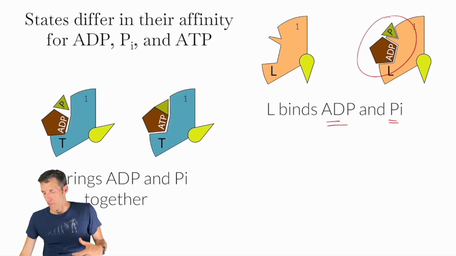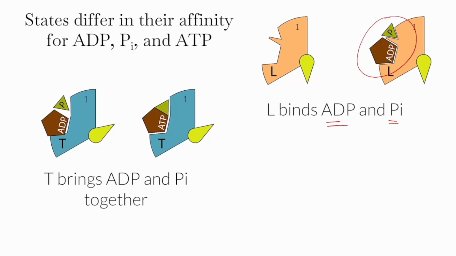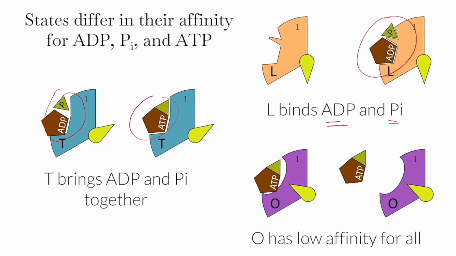The T form brings together the ADP and inorganic phosphate, so those now interact with one another. They're sort of going from being in this pulled apart form to this close together form. Another way to put that is that this state has a high affinity for ATP. And then the O form actually doesn't bind to ATP, ADP, or inorganic phosphate well at all.